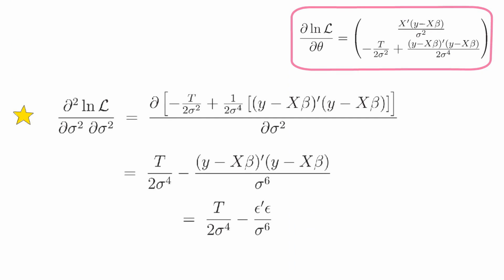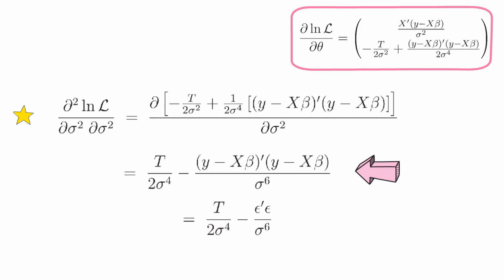So again, we write down the respective Jacobian term for sigma square, and now take the first derivative of that term with regard to sigma square. Now sigma square shows up in the first and in the second term, so not surprisingly, the derivative will be capital T divided by 2 times sigma to the power of 4 minus y minus x beta prime times y minus x beta prime divided by sigma to the power of 6.